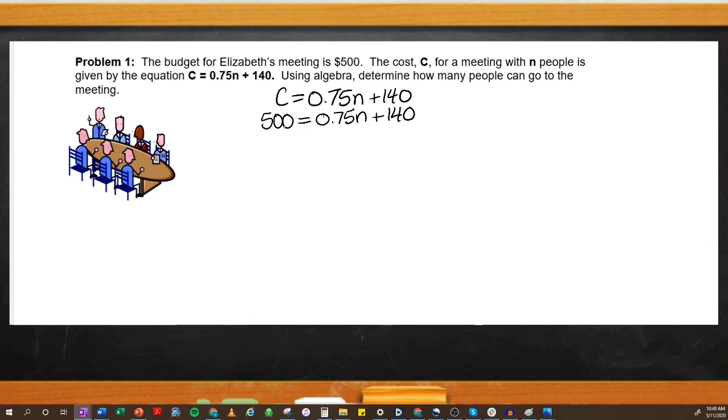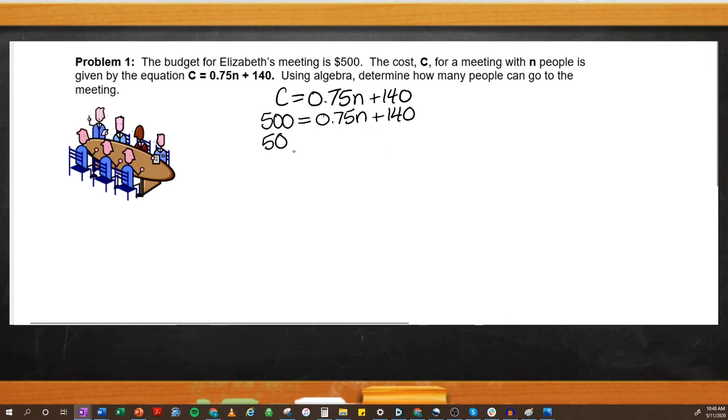And in this equation, I'm trying to get n by itself. I'm going to get rid of addition and subtraction first. And if there's division or multiplication, I get rid of that second. It's reverse order of operations. And how do I get rid of plus 140? I do the opposite, which is subtract 140.